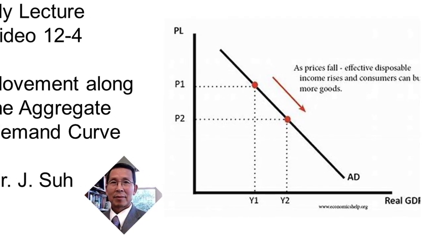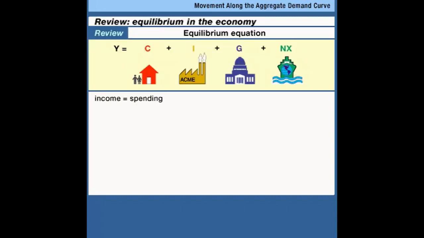We're building a model of the macroeconomy as we seek to explain the business cycle. And we've begun with the relationship between the aggregate price level and the real gross domestic product. Now, you recall that the equilibrium equation in macroeconomics is that income equals spending. That is, everything that's produced in the economy has got to be purchased by someone in equilibrium.